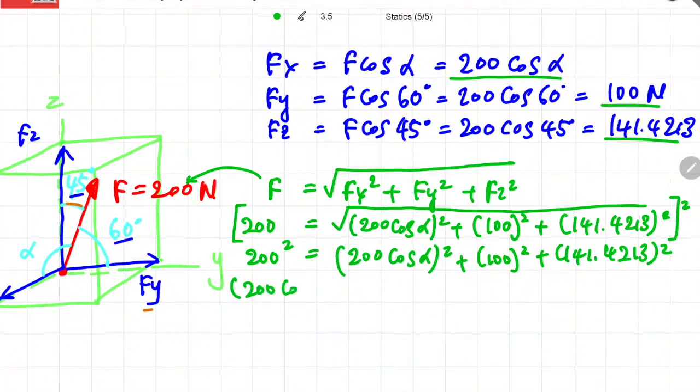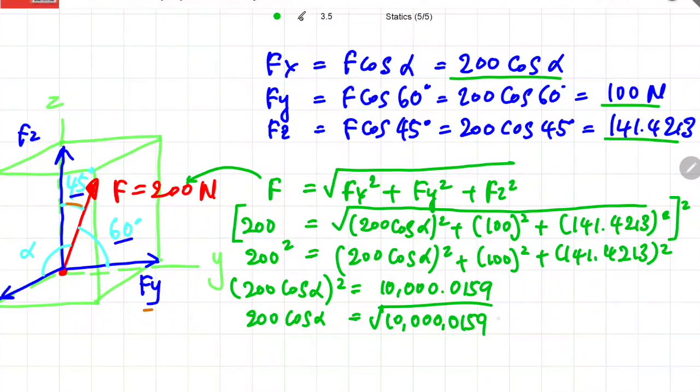Okay, rearrange the equation, bawa 200 cos alpha squared ke kiri and the remaining expression on the right side. Saya kira siap-siap, the value is 10,000.0159. Now nak hilangkan kuasa 2 dekat sebelah kiri tu, I have to square root the 10,000 magnitude over here. I think the step lepas ni dah jadi mudah. You boleh buat sendiri and you will get a corresponding value for alpha angle to be 60 degrees.